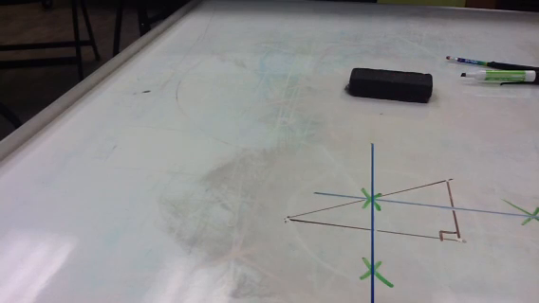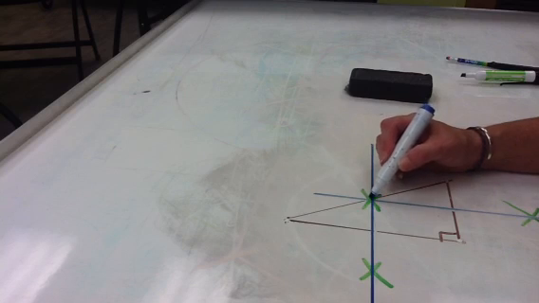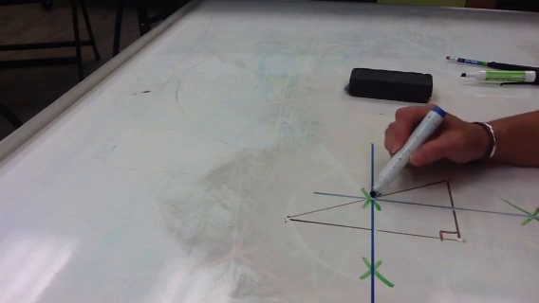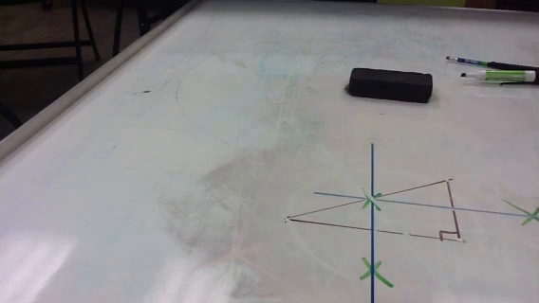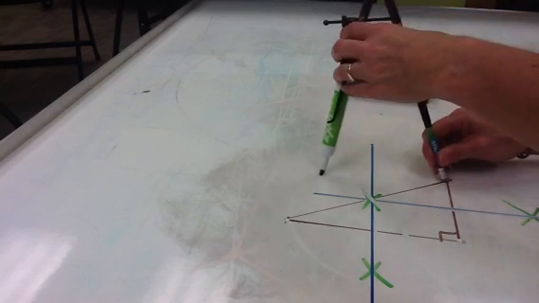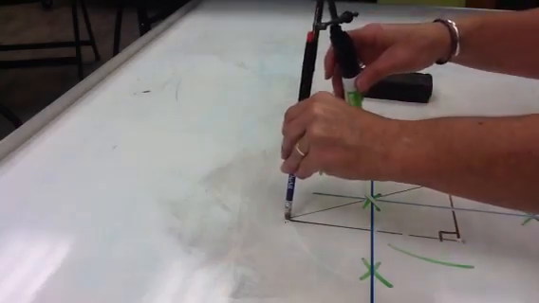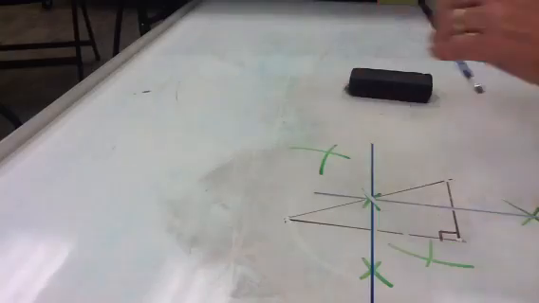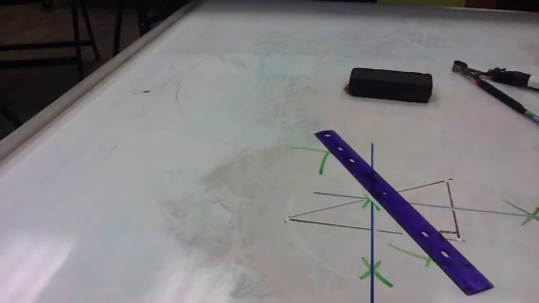Okay, and the last side that I have not yet found the perpendicular bisector of is this side, and that's about at the midpoint, right around there somewhere. I'm going to have to open up my compass just a little bit, I think. Okay, and I'm going to make my arcs about where I think that thing is going to be. I'm a little bit off, but not too bad.